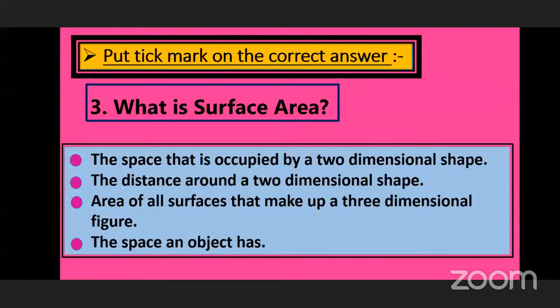But surface area, as we have learned with the cube and cuboid, is for a three-dimensional shape. The second option is the distance around a two-dimensional shape. The third option is the area of all the surfaces that make up a three-dimensional figure. And the last option is the space of an object. So the third option is correct: surface area. We are finding out the area of all the surfaces of a three-dimensional figure.